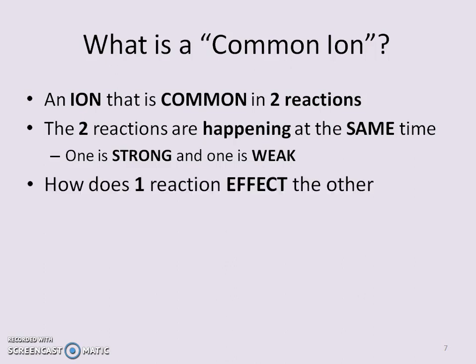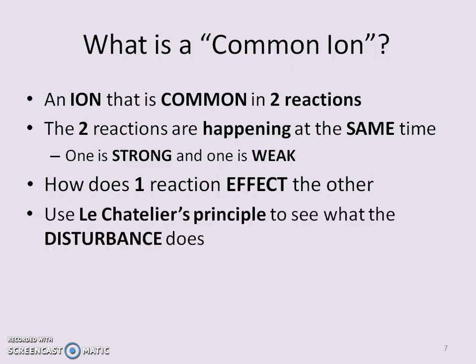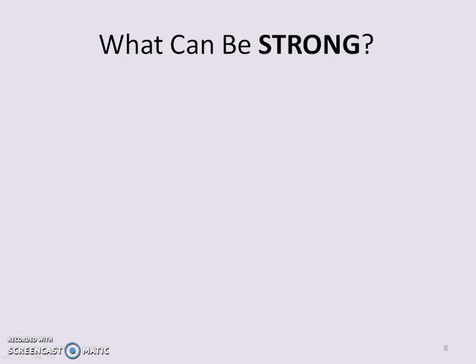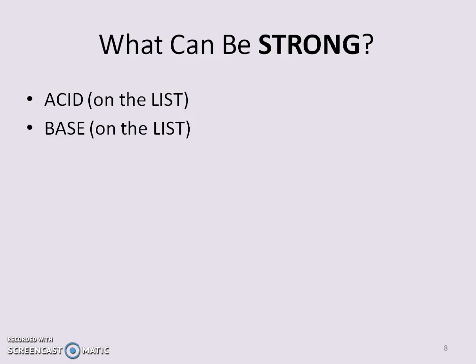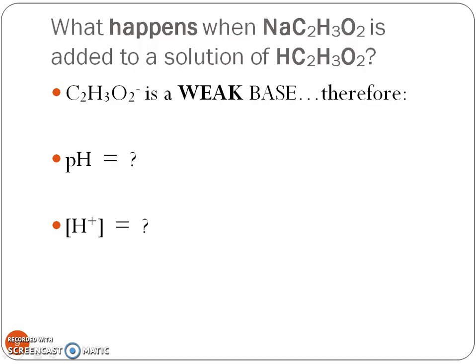So how does one of those reactions affect the other? Well, you're going to use this Le Chatelier's principle to see what the disturbance does. So let's remind each other what can be strong. Your strong acids on the list, your strong bases on the list, and your ionic compounds. They're also called salts. So an ionic compound is also known as a salt. But all of these are strong because they break into ions completely.